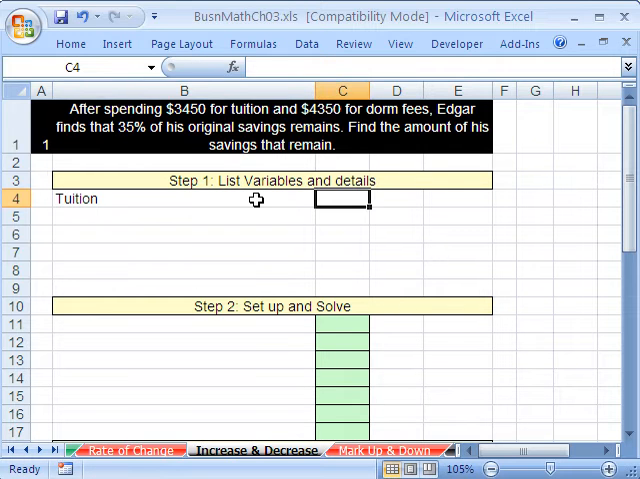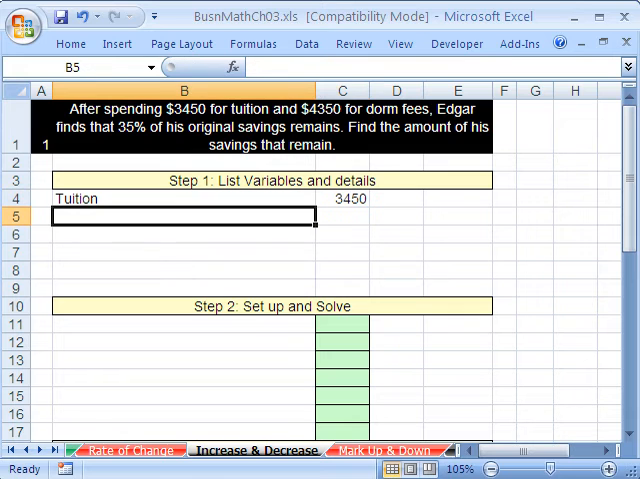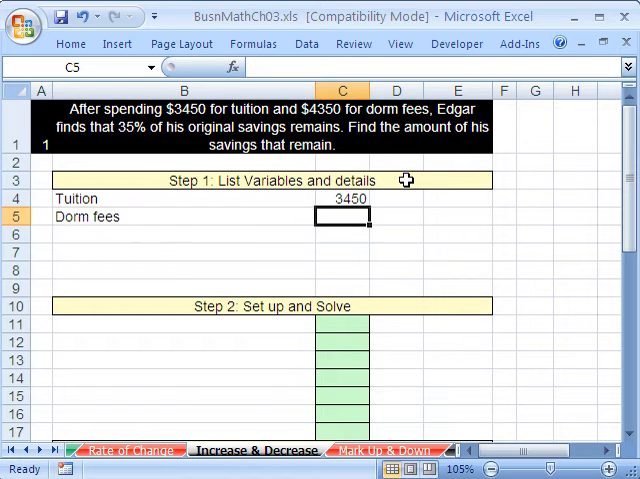and that was 3450. Enter, and then we had dorm fees, and that was 4350. Did I get that right? Yeah.